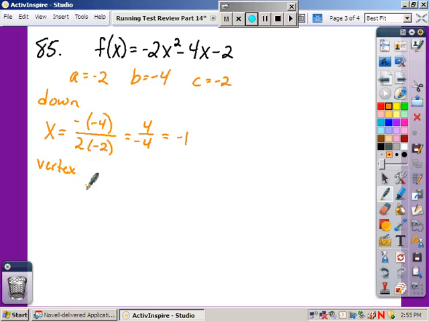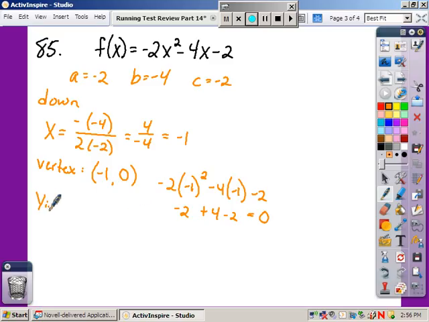For the vertex, it's going to be -1 and whatever we get for y. So we go -2 times -1 squared minus 4 times -1, and -2. -1 squared is 1 times -2 is -2. This is +4 and -2. You get 0. So our vertex is -1, 0. And finally, the y-intercept is just equal to c, so it is -2.